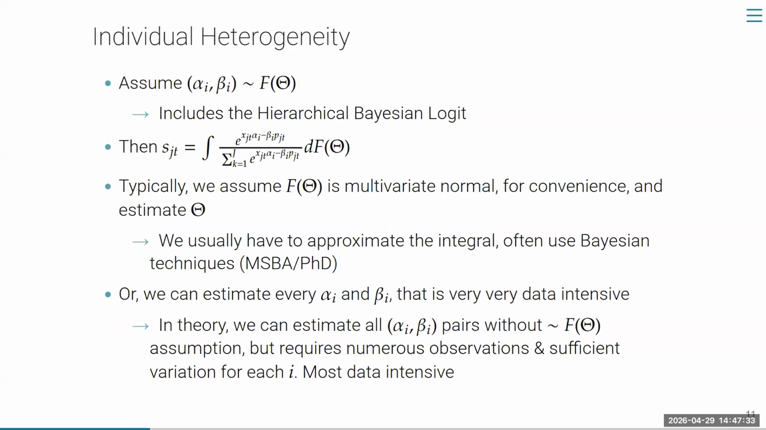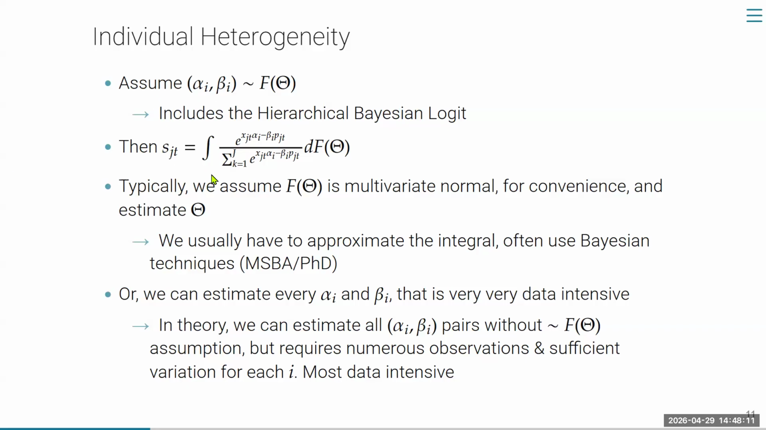Okay, so the third approach, which I'm going to ask you to try to understand conceptually, but we are not going to implement in our script, is called individual level heterogeneity, where each individual person could have their own alpha and their own beta vector. So here, the number of parameters to be estimated could be as large as the number of people times the number of predictors in the model. So that could get really, really big really quickly.